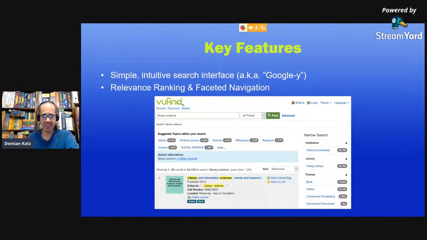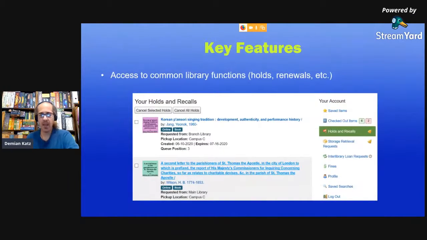You can customize how the search results are ordered, which types of data fields are most important in search relevance ranking, and so forth. As I mentioned, this system also provides users access to common library functions like placing holds on items, renewing their books, and so forth, all through a common interface.